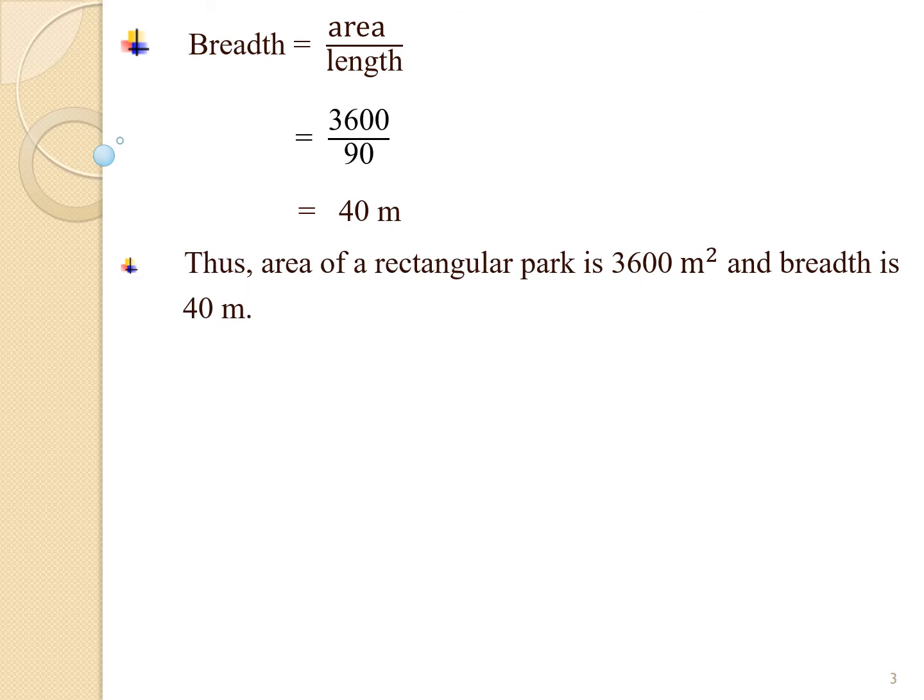Now, let us find the breadth of the rectangular park. We know that breadth of a rectangular park equals area divided by length, which is equal to 3600 divided by 90. Now, dividing 3600 by 90, we get 40. Thus, breadth of the rectangular park is 40 meters. Thus, area of the rectangular park is 3600 square meters and breadth is 40 meters.